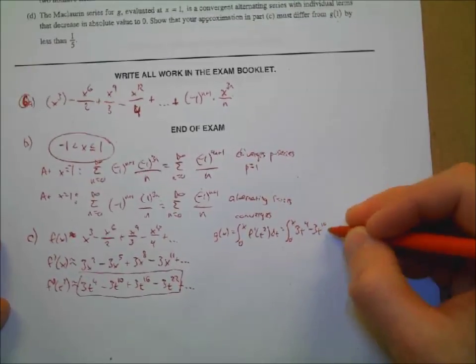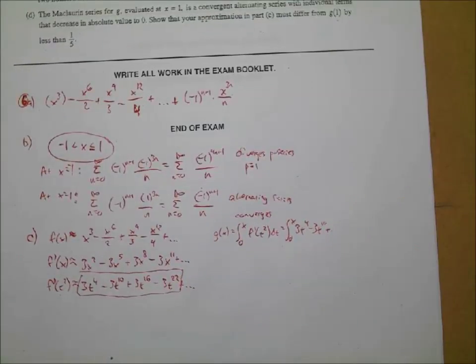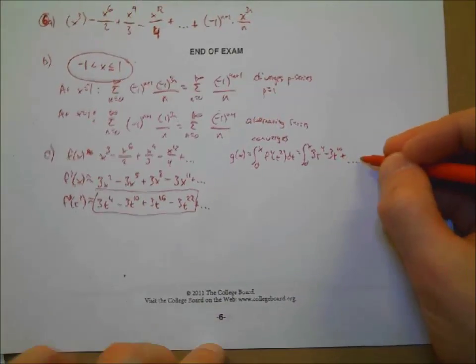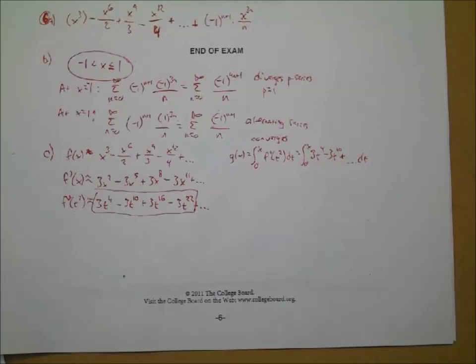And since we're only really interested in the first 2 non-zero terms, I'm not going to worry about writing my other 2 terms here, right? We're only interested in the first 2 non-zero terms. So I'm just going to put plus dot, dot, dot, and then dt there. Okay.